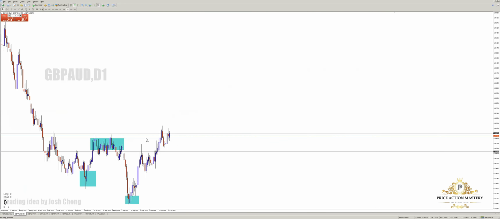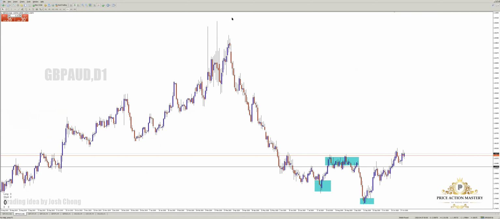So the next will be GBP Aussie. For this pair it's quite tricky, because just now we analyzed that we are looking at Aussie more on the sell side. But as you can see, the market has currently already reached this level. This level is where most sellers are preparing to go for short.